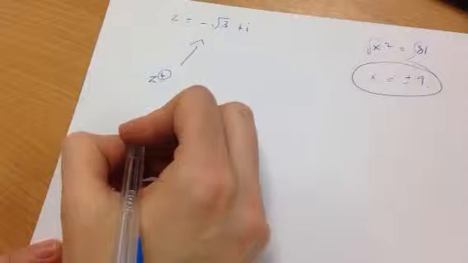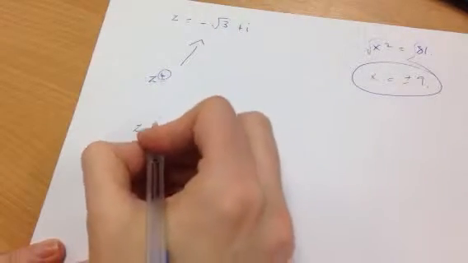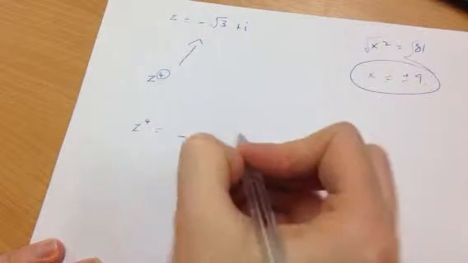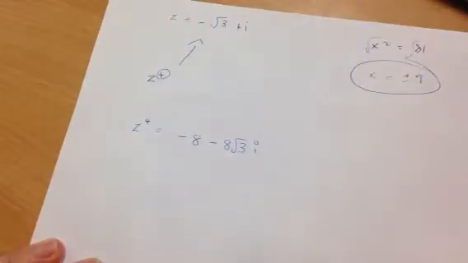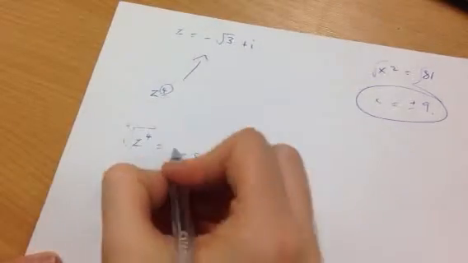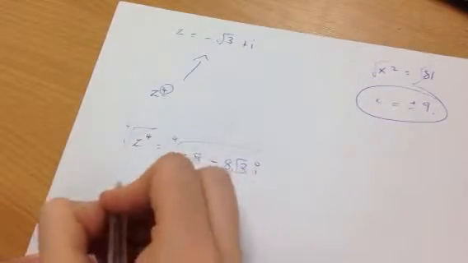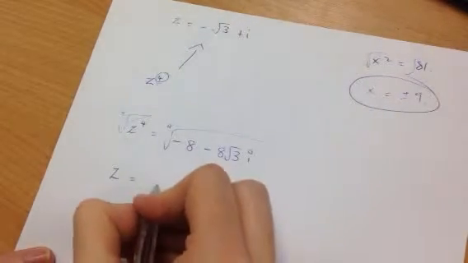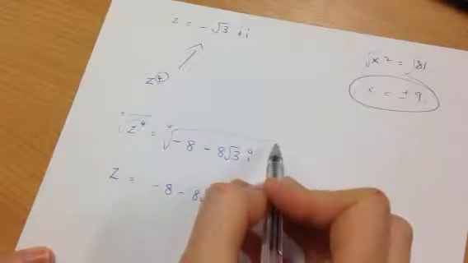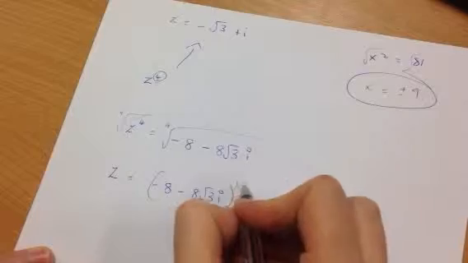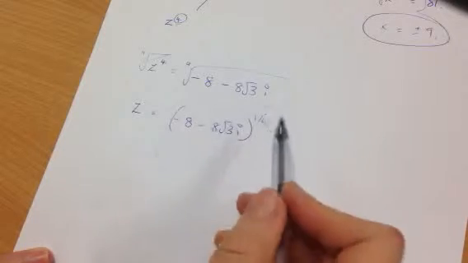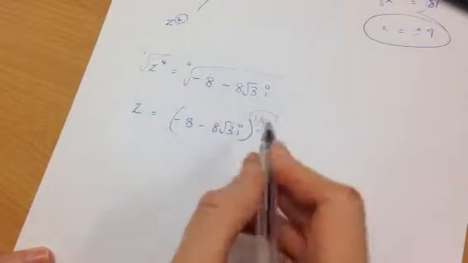So I know from part 2 that z to the power 4 is equal to minus 8 root 3 times i. And I'm going to get the 4th root of both sides. So I end up with z is equal to minus 8 root 3i, and to get the 4th root of that is the same as putting it to the power of a quarter.